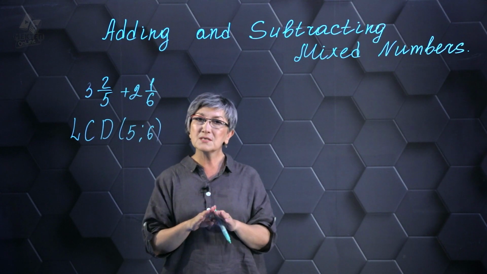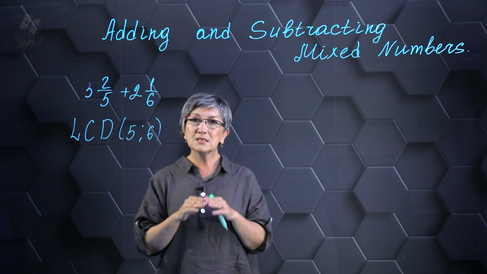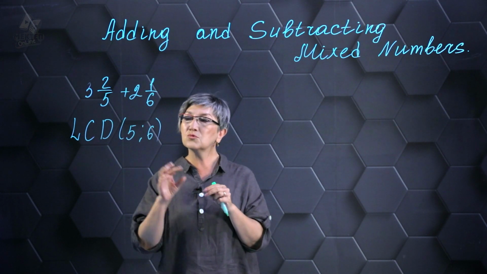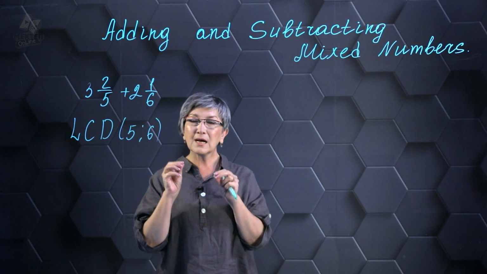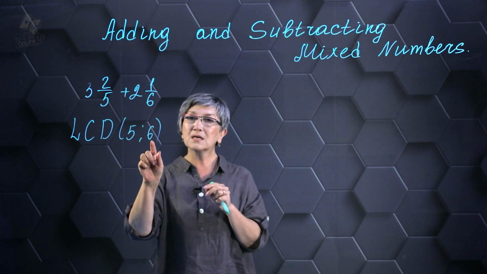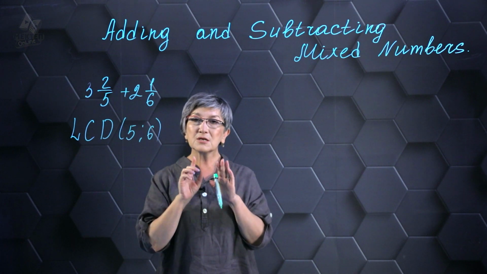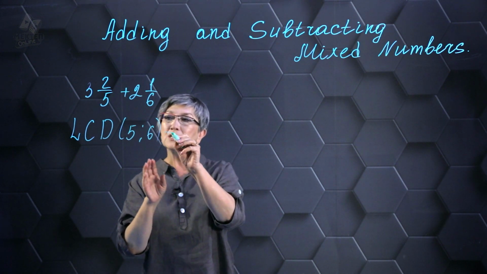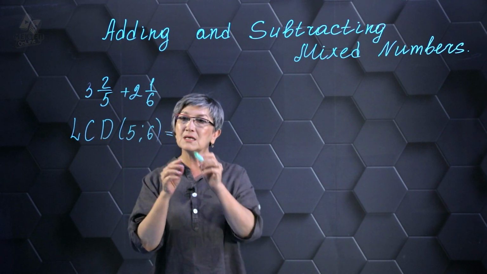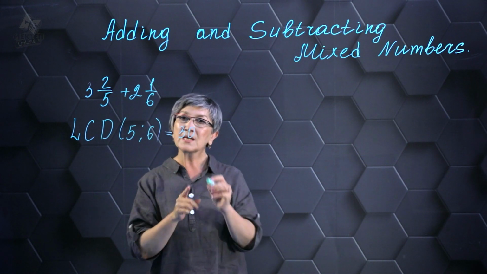I'm not going to go into detail about how to find the least common denominator. You have to find a multiple for the number 5 and a multiple for the number 6. I will show you immediately how to accomplish it. The least common denominator will be the number 30.